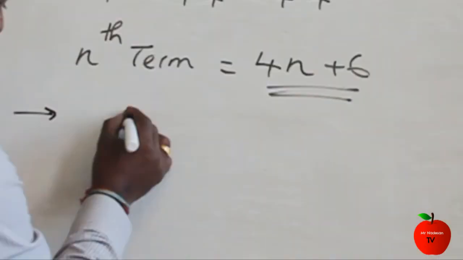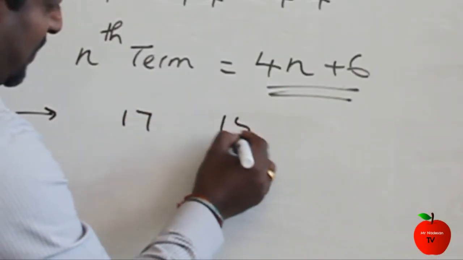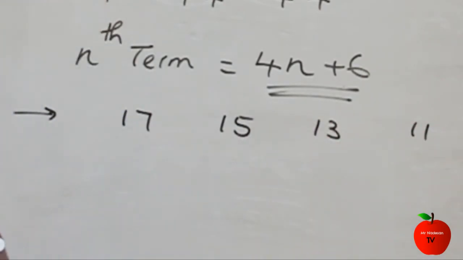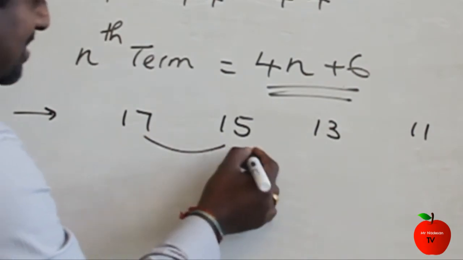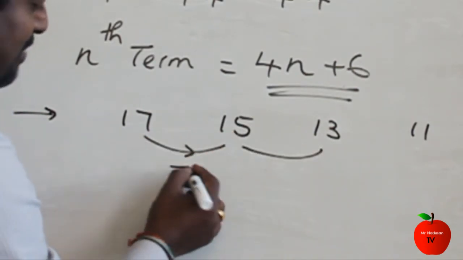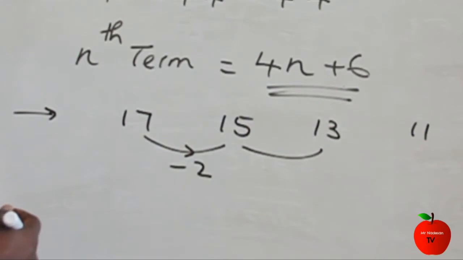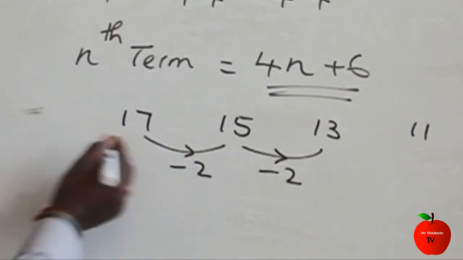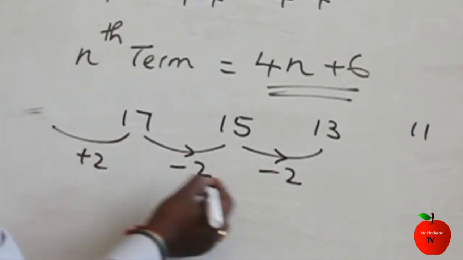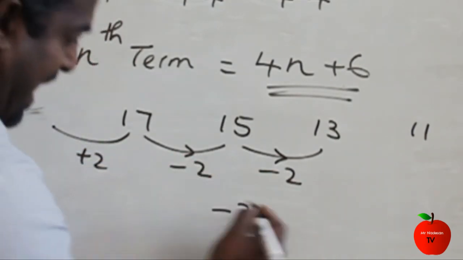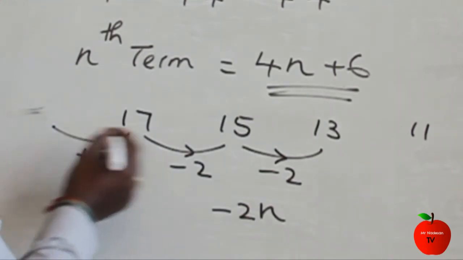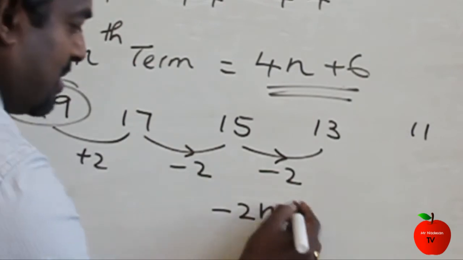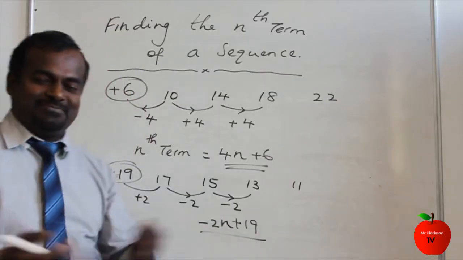Let's have a look. 17, 15, 13, and 11. You get the difference, 17 to 15 is minus 2. This one also minus 2. So what is the opposite of minus 2? Plus 2. So your difference is minus 2n. Then 17 plus 2 is 19. There's no sign, which means plus 19. So that's your nth term.